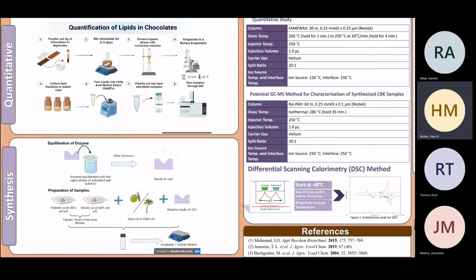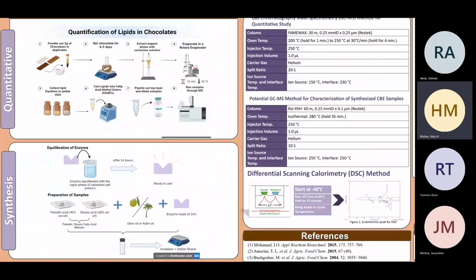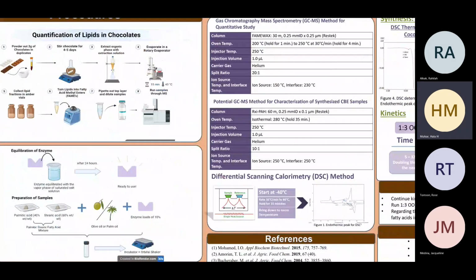Okay, so for the procedures of our synthesis, our objective is to synthesize cocoa butter equivalent. We first began with equilibrating our enzyme in a saturated sodium chloride solution, and after a day, it was ready to be put to use. We then measured out 40% of the palmitic acid and 60% of the stearic acid to make our palmitic stearic fatty acid mixture, or PSFAM, with multiple ratios ranging from 1:1 to 1:5 of the oils to PSFAM, with increasing PSFAMs and 10% of our enzyme all loaded in a dram vial before it was set to incubate in the orbital shaker.